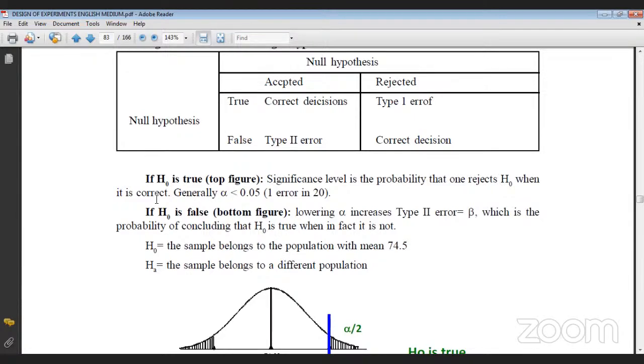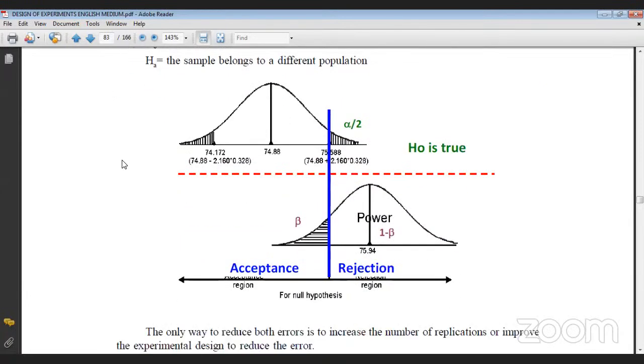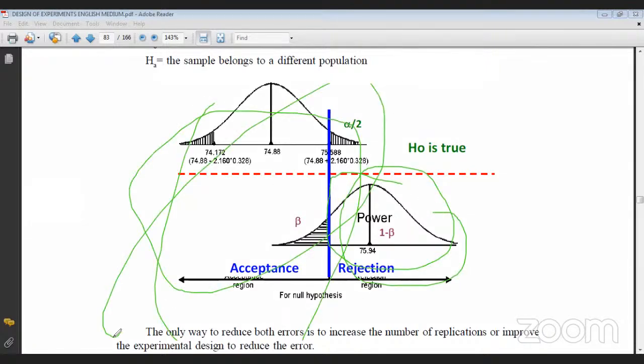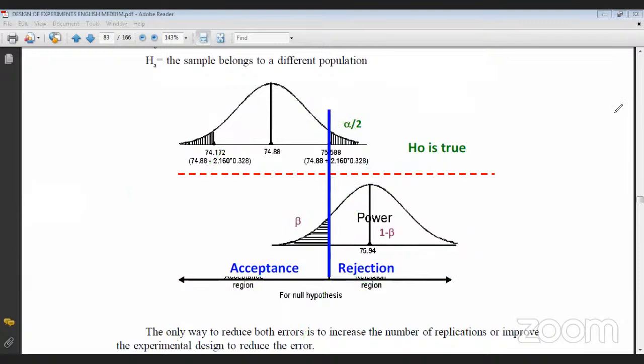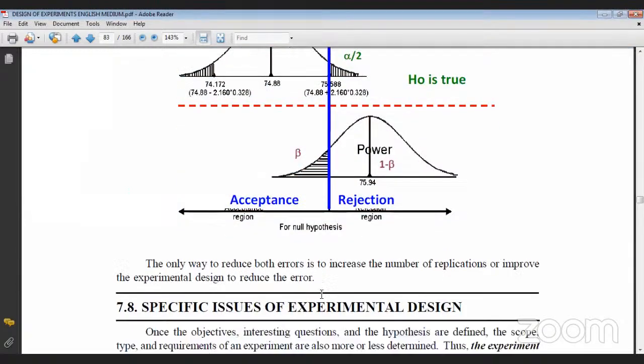The sample belongs to the population, which means 74.5. The sample belongs to a different population. See here, this is the acceptance and rejection. So this is the rejection. I am taking the graph here. This is the rejection part. This part is accepted.